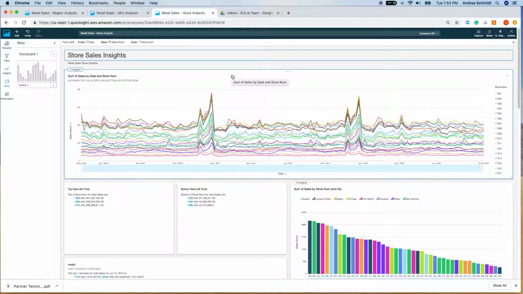This is Amazon Quicksight that I made this with. I made this pretty quickly. I was able to put this all together in a day and demonstrate how quickly you can get these insights up and running with out-of-the-box features in Amazon.